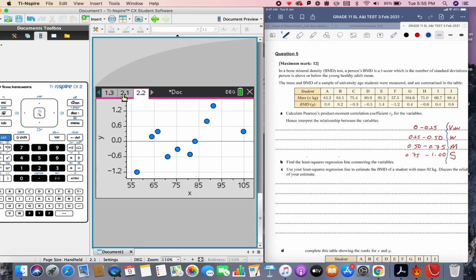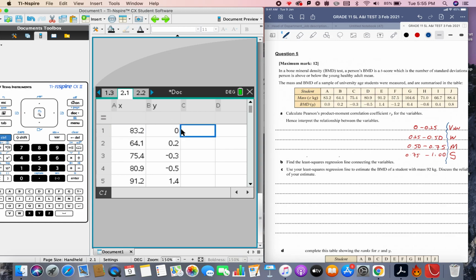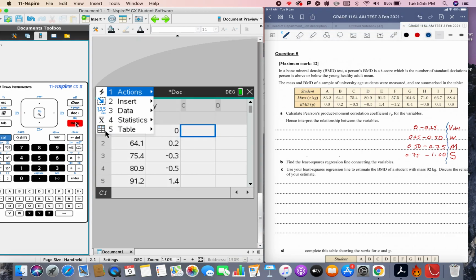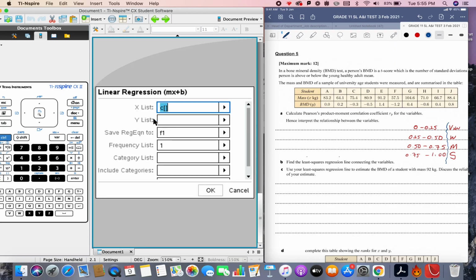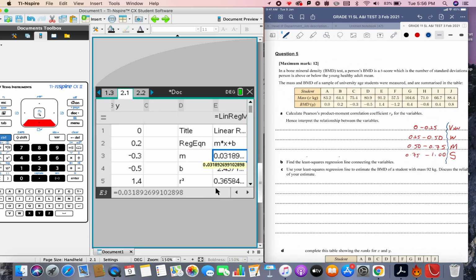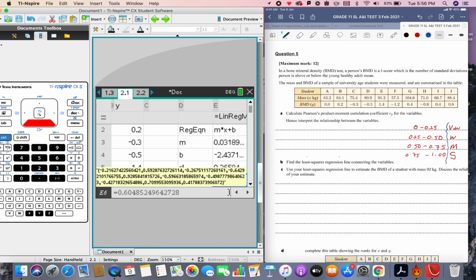So we're just going to go back to this page here and click on space. We're going to go menu, statistics, stat calculations, and we are going to do a linear regression mx plus b, because if you look at question B, it does say find the least squares regression line. Now the least squares regression line is just the linear regression line. We're going to put the X list is X and the Y list is Y. And off we go. So scroll down here. The R value is 0.6. Let's go down here. There's the R value, 0.605.